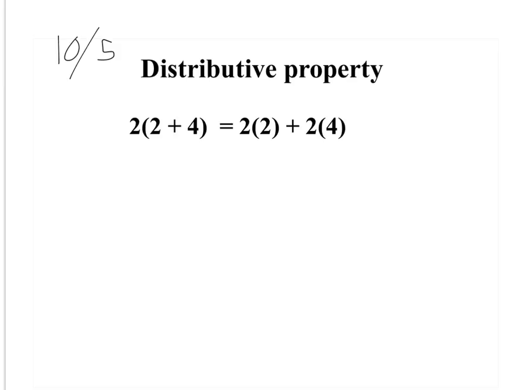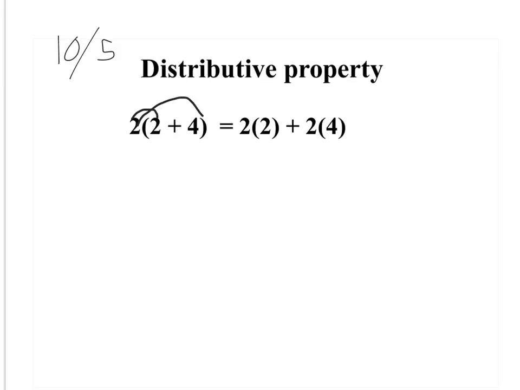Hey, when you distribute, what you're doing is you're taking 2 times the first number, and you're adding it to 2 times the second number. You're just distributing the 2 to everything that's inside the parentheses.